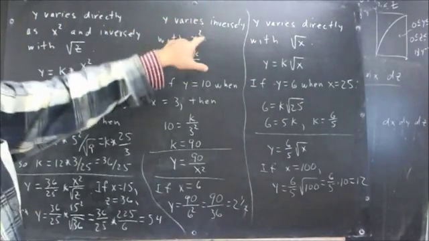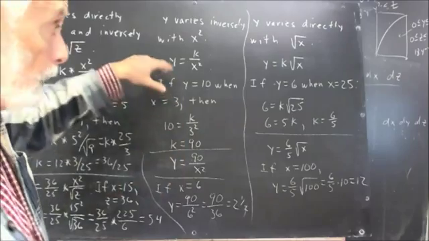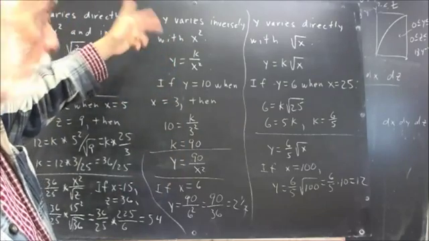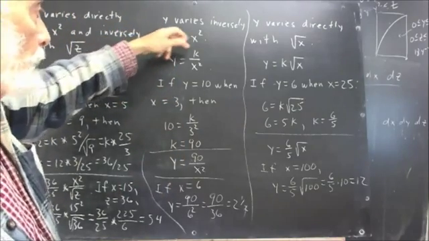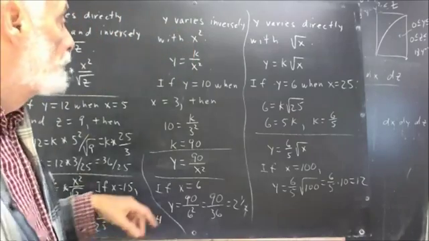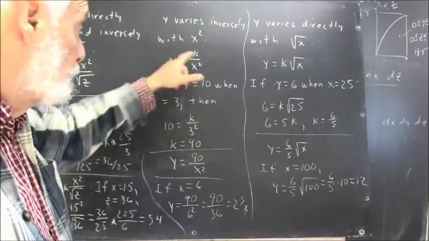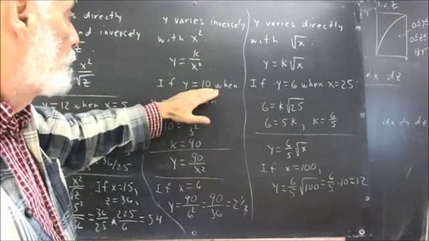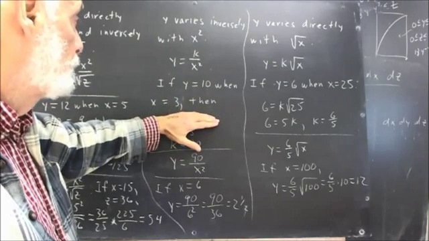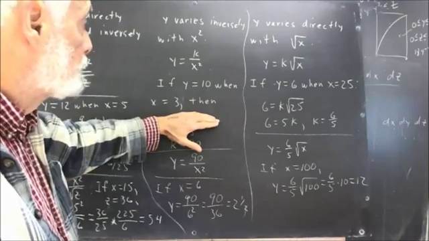Okay, now, y varies inversely with x squared. We plug that into our inverse variation equation, y equals k over x squared. Now, if y equals 10 when x equals 3, you should be able to figure out what to do next. So see what you can do.